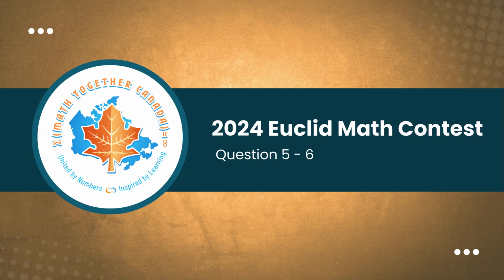I'm Perry, and today I'm joined by James as we go over problems 5 and 6 from the 2024 Euclid contest, hosted by the University of Waterloo. These problems are starting to get a bit more challenging, but we'll explain them clearly for you. Here's James with problem 5.